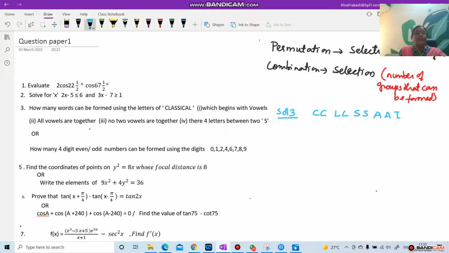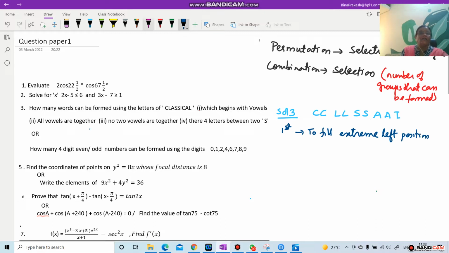What is the task? The first task is to fill the extreme left position. Why will I be differentiating these positions? Because in the extreme left, 1, 2, 3, 4, 5, 6, 7, 8, we have to have only particular things. So we need to divide it into two tasks.